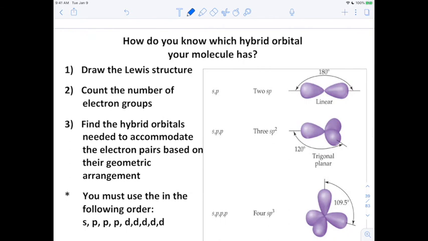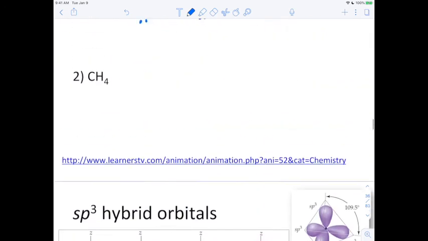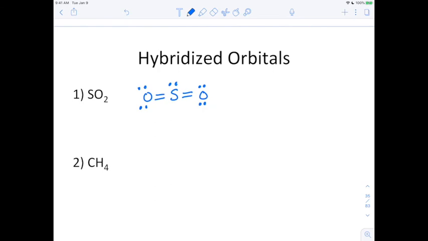All right, so I'm going all the way down here to show you the instructions. So first you draw the Lewis structure, and then you count your electron groups. Then you're going to find the hybrid orbitals that are needed to accommodate the pairs in the geometric arrangement, and you must use this order right here: s, p, p, p, d, d, d, d, d. Where I got the numbers is that there are 3 p orbitals and there are 5 d orbitals. So there's only one s, so 1 s, 3 p's, and 5 d's. So let's go over how we're going to do this. Every time I recommend you write out your 1 s, your 3 p's, and your 5 d's, like so.